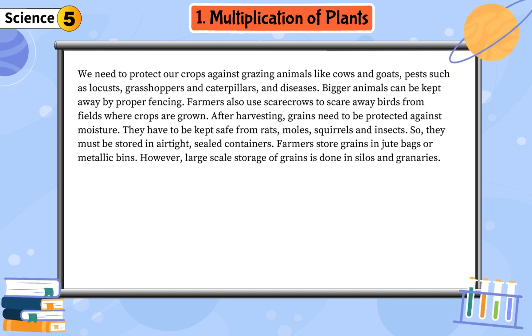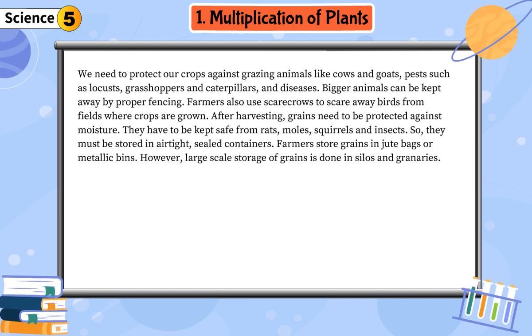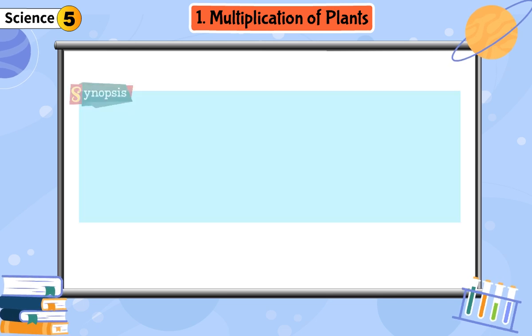So, they must be stored in airtight, sealed containers. Farmers store grains in jute bags or metallic bins. However, large-scale storage of grains is done in silos and granaries.